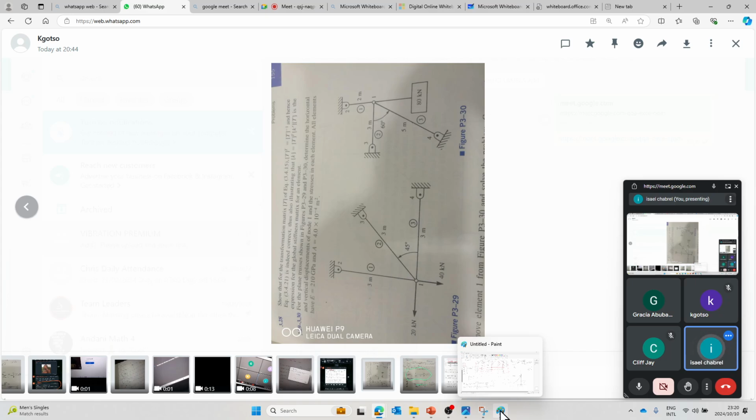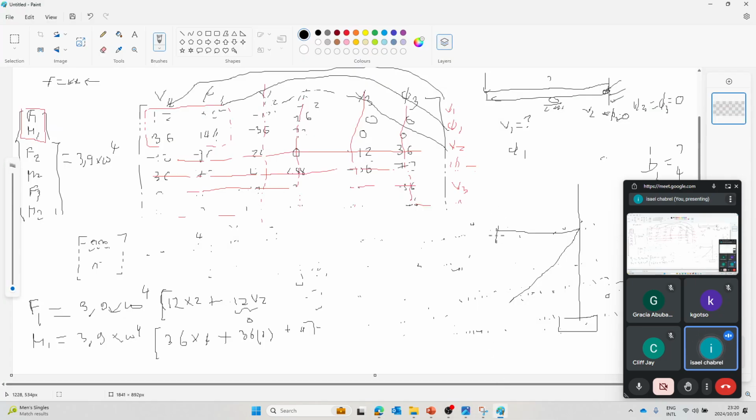Okay, I'm just going to check the image. Oh, it's something like this. You have a fixed node here. And I think this one is a fixed node. This one is 3 meters, right?